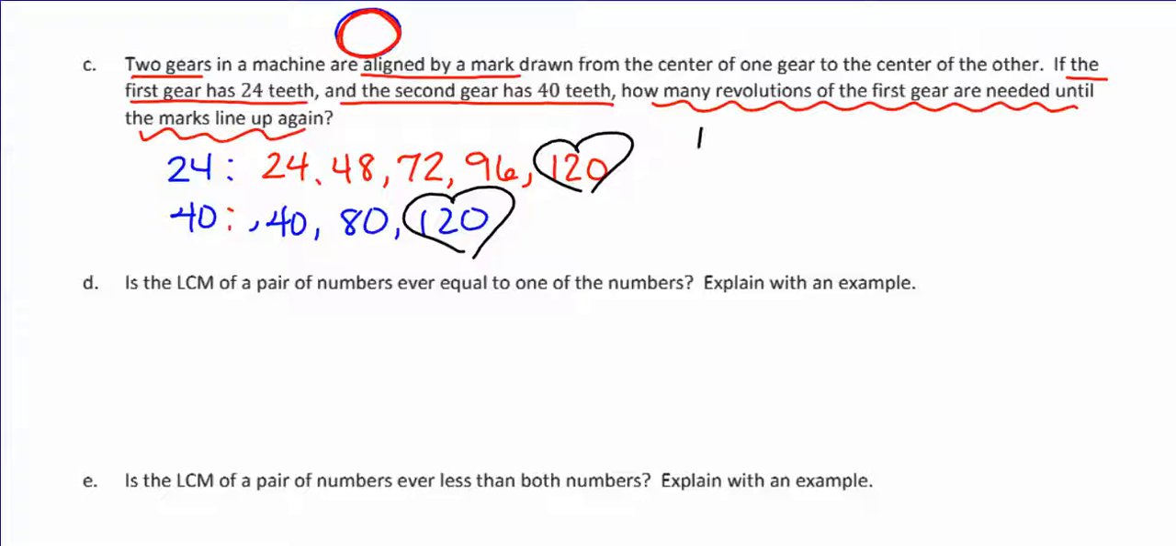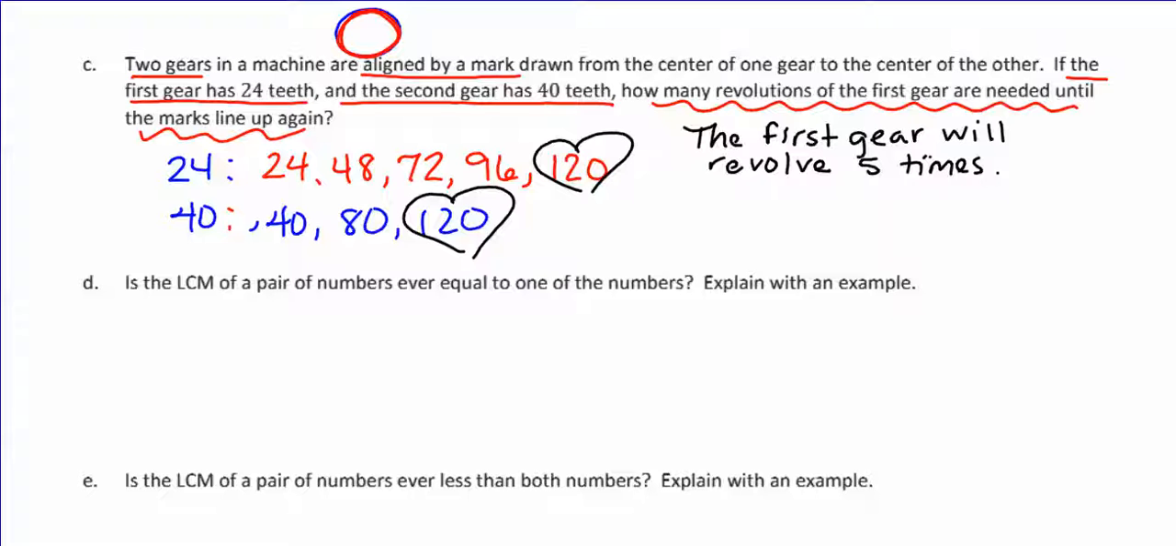So we're going to say the first gear will revolve 5 times. Right? Just as a side question, how many revolutions of the second gear will we need? Rihanna? 3, very good. Yep, so 40, 80, 120. 120 is the result of multiplying 40 by 3.